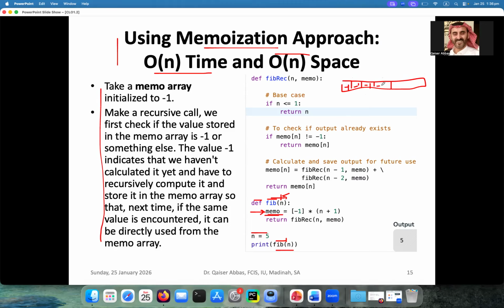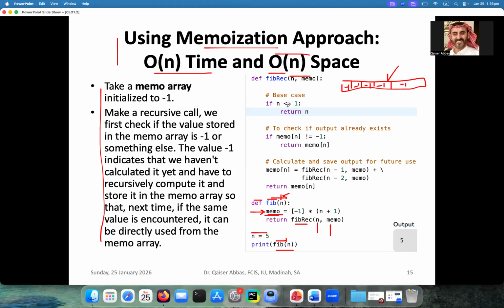I'm not able to write it by using the mouse pad. All elements would be -1. And then return fibrec. Fibrec is this function, and we are passing n, which is 5, and memo, this array with minus values. We are passing it to it. Okay, passed. And then the base case.